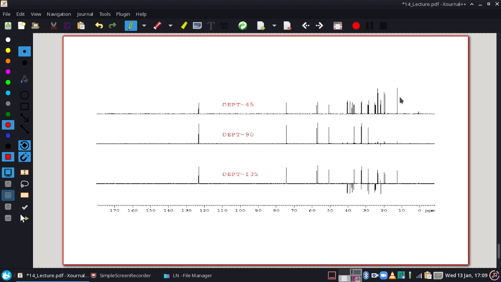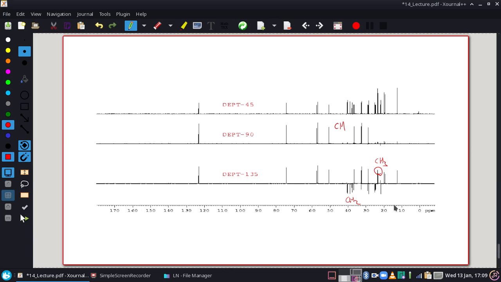So we have all of our peaks. All these are just our CHs. And now we have CH2s that are negative. And any peak that wasn't here before, that's a CH3. It helps break that up so we can identify things.